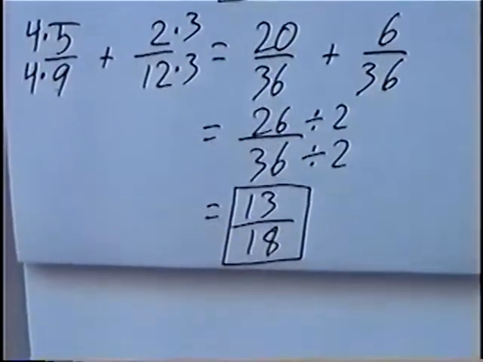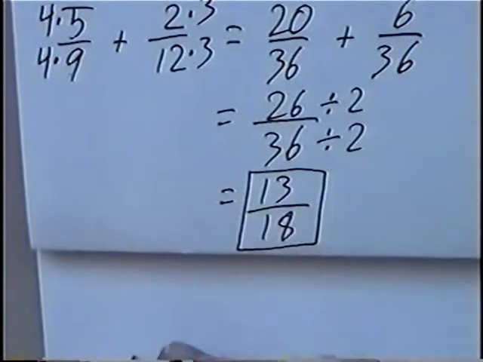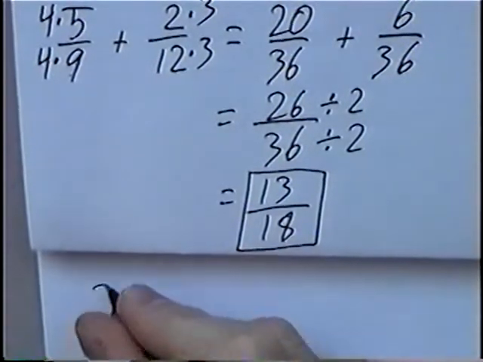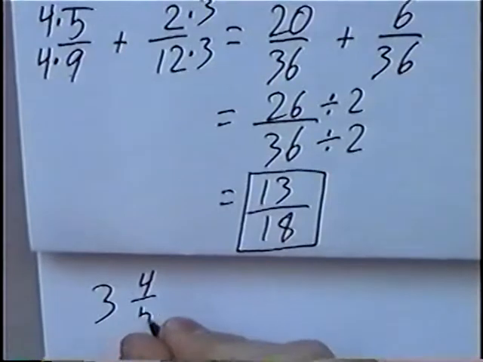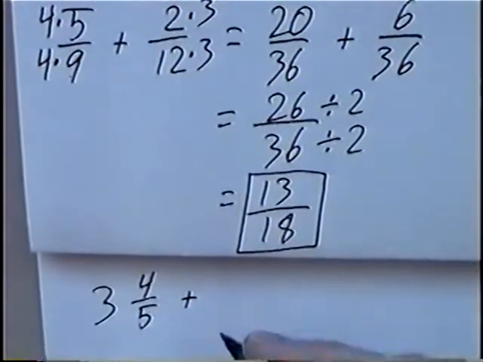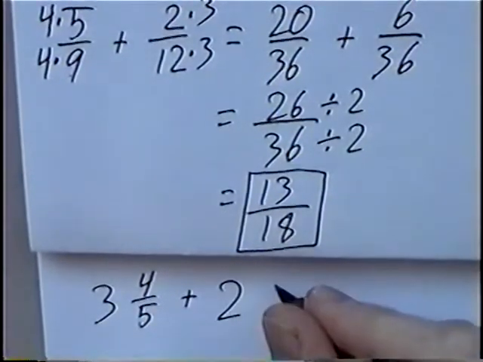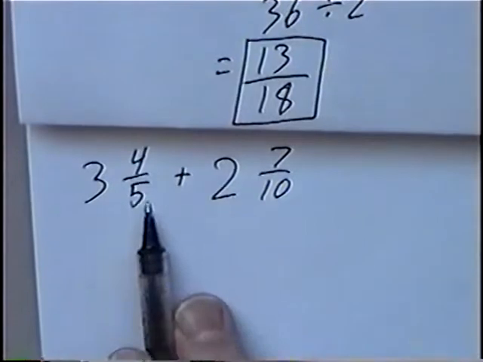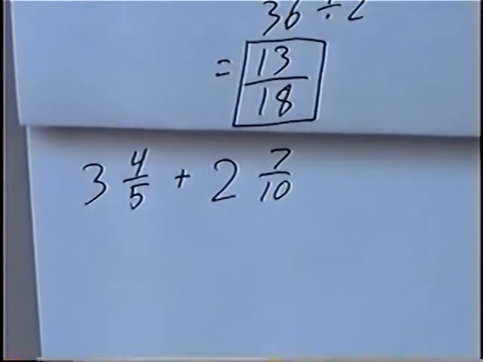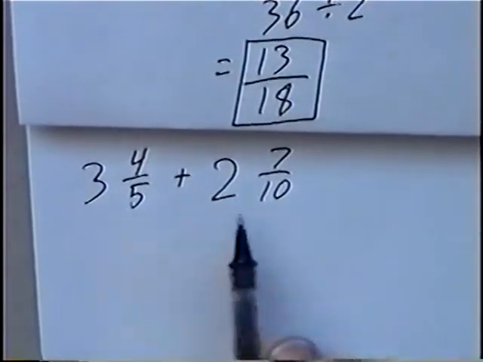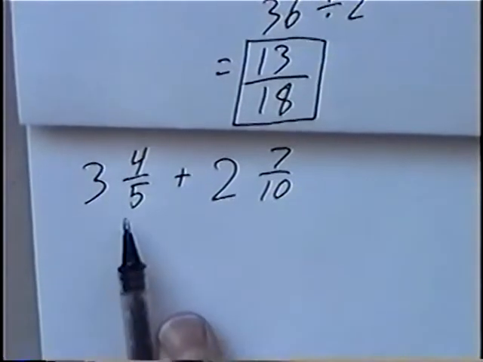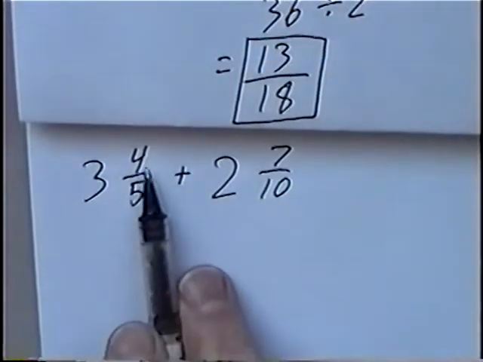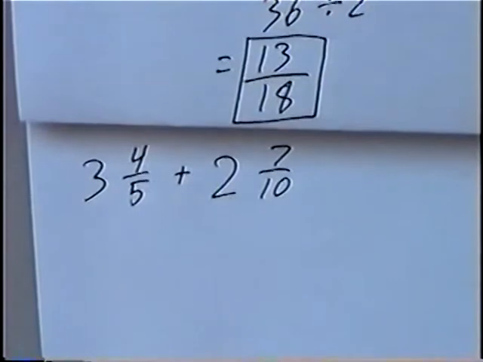Last question for the section. First fraction we'll have is a mixed number, 3 and 4/5, plus a second mixed number, 2 and 7/10. Mixed numbers have a number in front and a fraction, so we have a whole number and a fraction after. In order to add mixed numbers together, we want to change it first into an improper fraction, which means we'll have one fraction without the number in front.